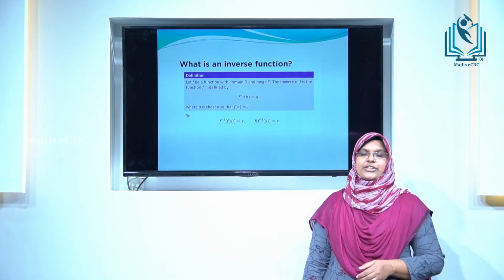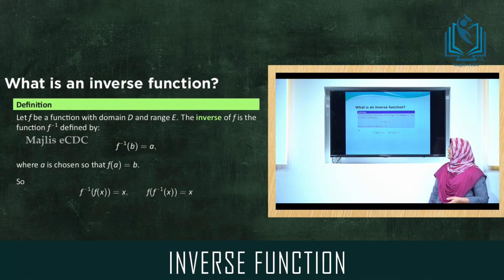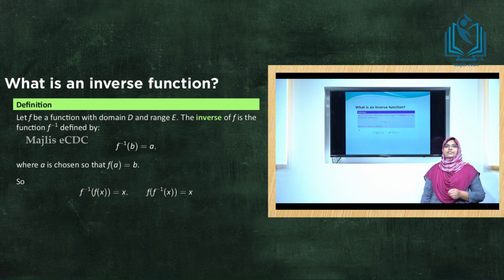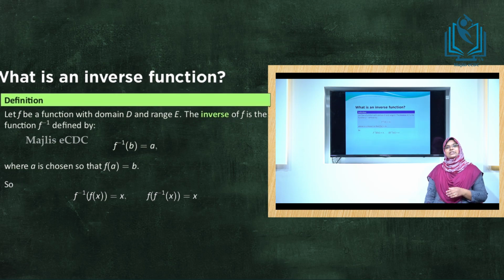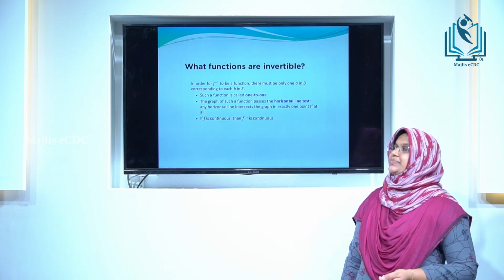What is an inverse function? Let f be a function with domain D and range E. Then the inverse function f inverse is defined by f inverse of b equals a, where a can be chosen such that f of a equals b. That is, if f of a equals b, then f inverse of b equals a. So, we can say that f inverse of f of x equals x, or f of f inverse of x equals x.